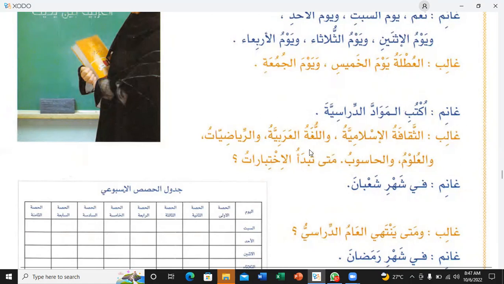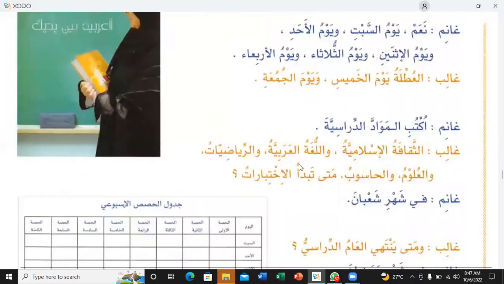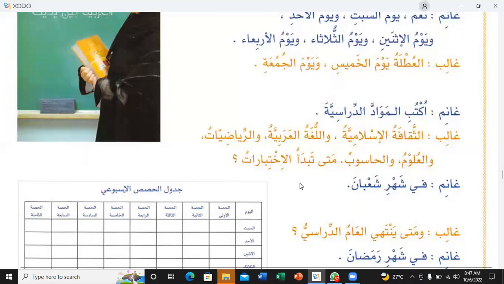واللغة العربية, and the Arabic language. والرياضيات, and mathematics. Wal ulum, and science. Wal hasub, and computer. Mata tabda ul iktibar, when do exams start?